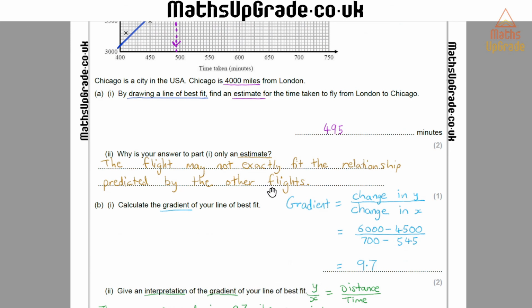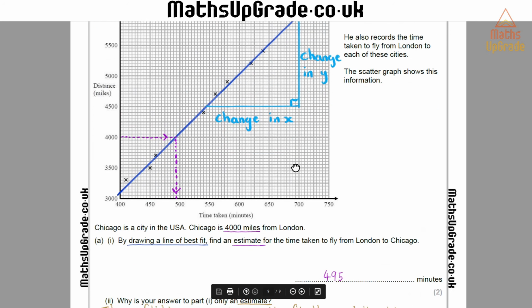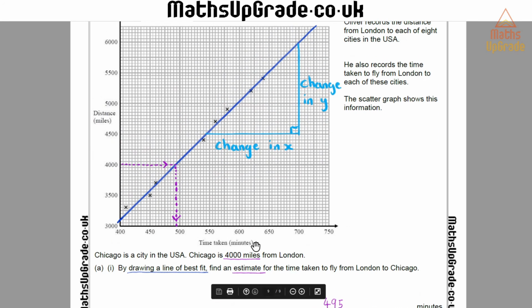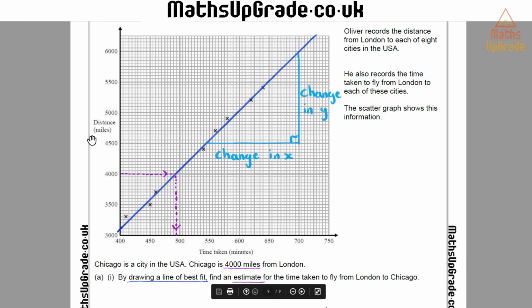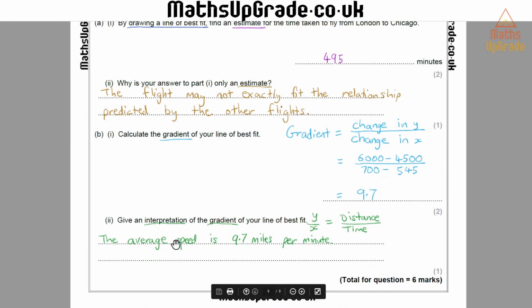So now I need to interpret the gradient. Well, the change in y was the distance in miles, and the x distance was the time taken in minutes. So if I divide distance by time, you should know that gives you speed. From compound measures, speed equals distance divided by time. So this is miles per minute. Look at the unit here, miles per minute. So this here is 9.7 miles per minute. So that's the speed at which those planes would have been travelling as an average.